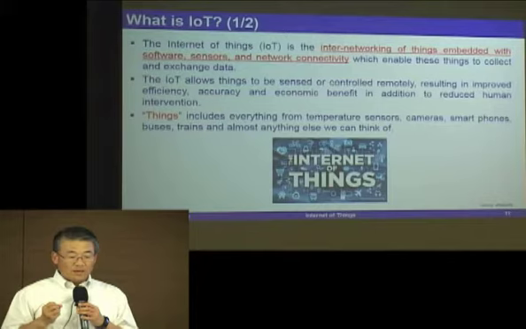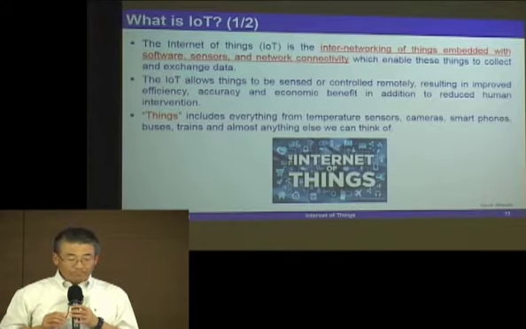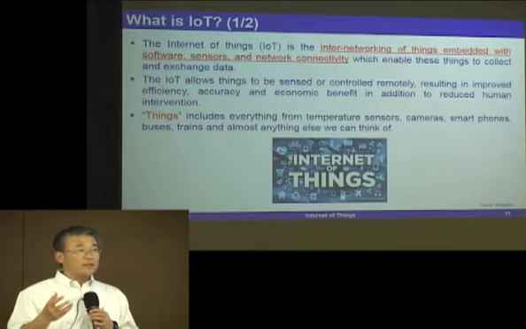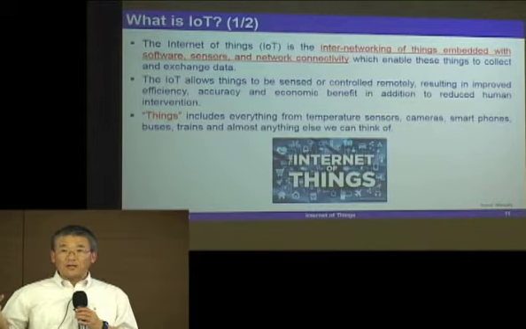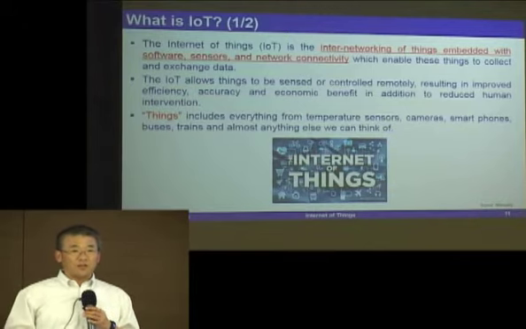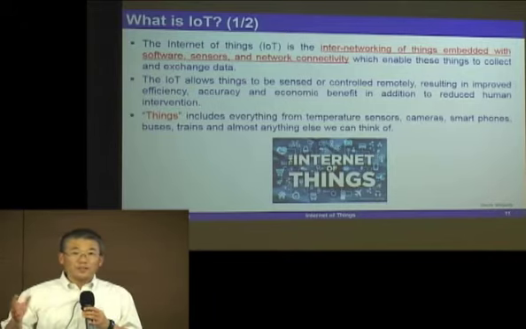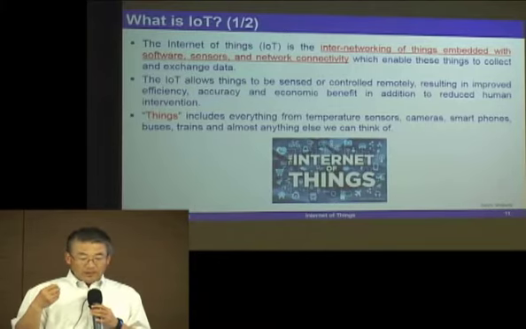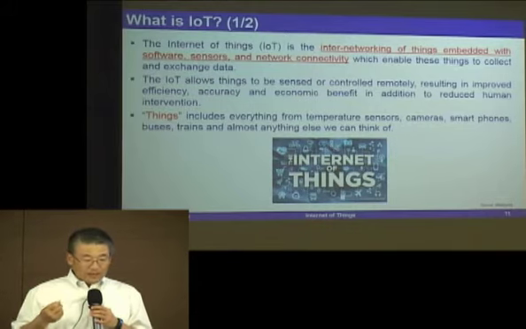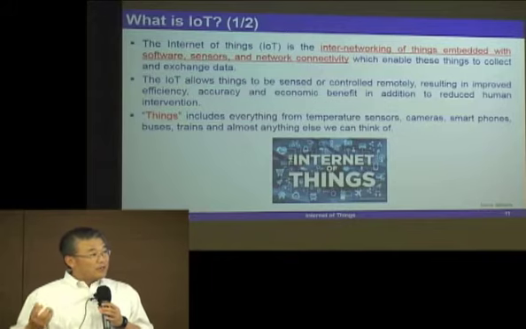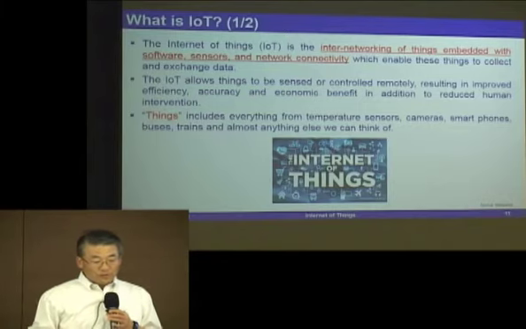Internetworking of things embedded with software, sensors, and network connectivity, which enable these things to collect data and exchange data, which are used to analyze and generate some intelligent information. And IoT allows things to be sensed, tracked, or controlled remotely, resulting in efficiency, accuracy, less cost, and reduced human intervention.